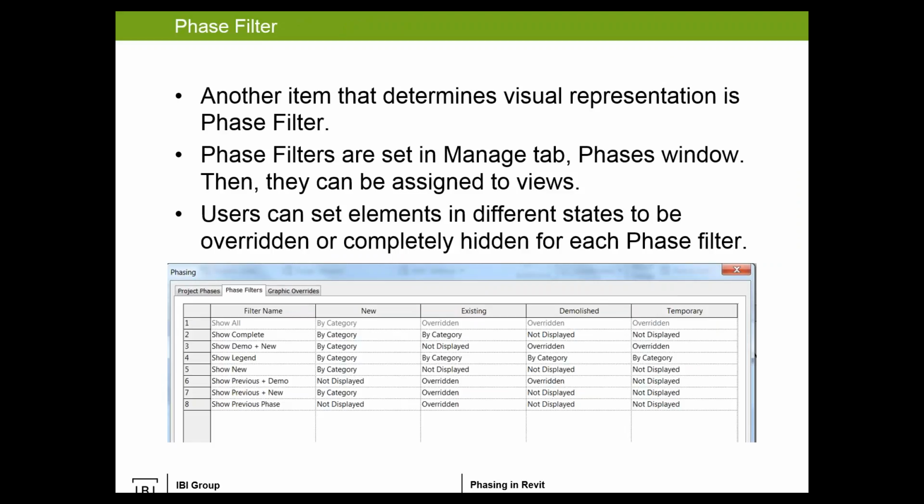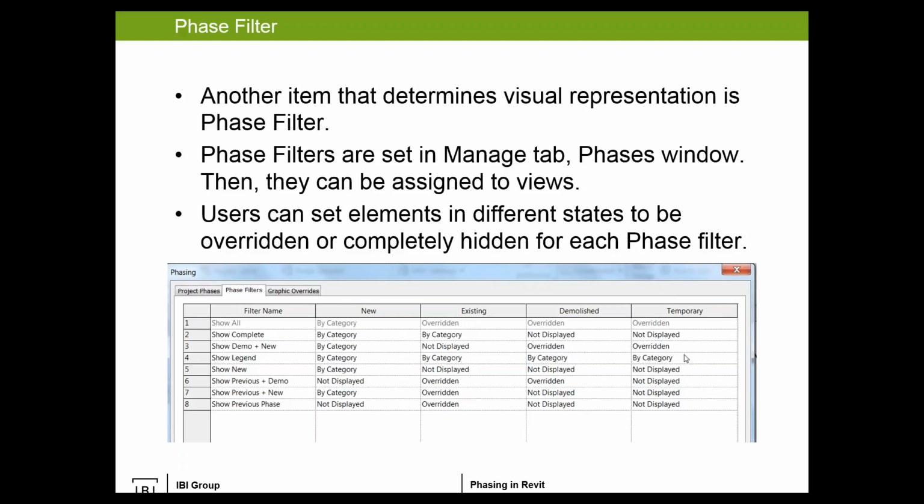So phase filter is another item that affects your visual representation. So what this does is we can say, just show me elements of a certain phase state, or override items in certain phase states. As you can see, these are the phase states that Revit determines.